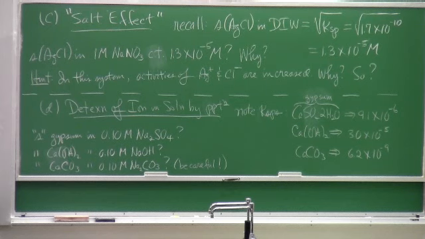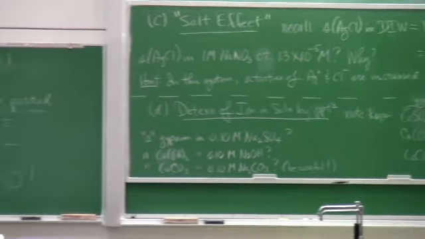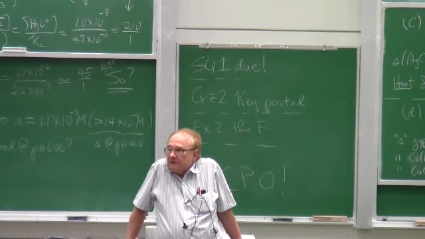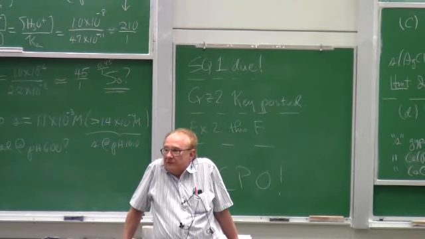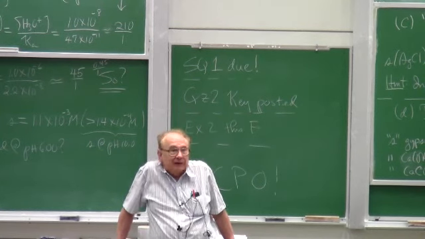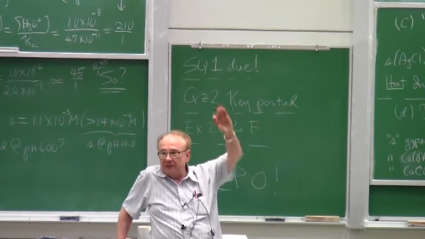So just for fun, I'll ask for this vote. How many vote that if I attempt to dissolve silver chloride in 1 molar sodium nitrate solution rather than straight deionized water, I will wind up with a silver chloride solubility that's smaller than 1.3 times 10 to the minus 5.